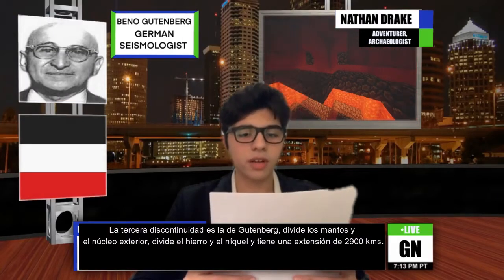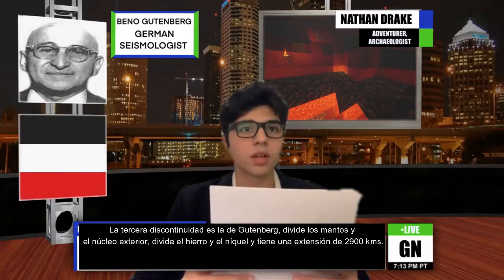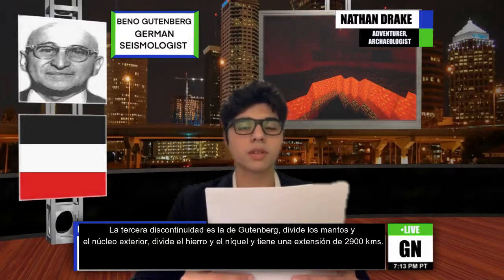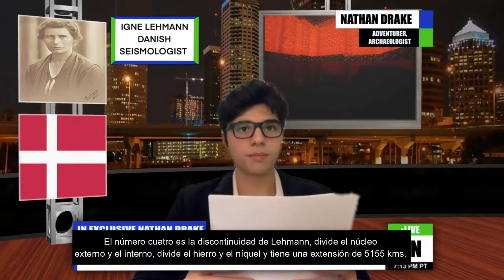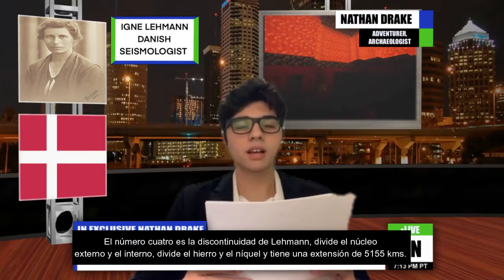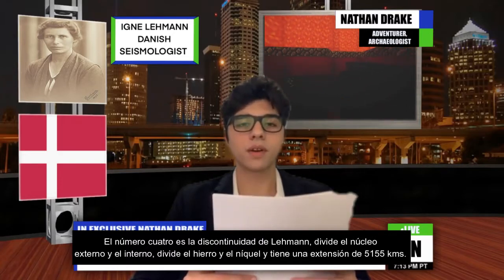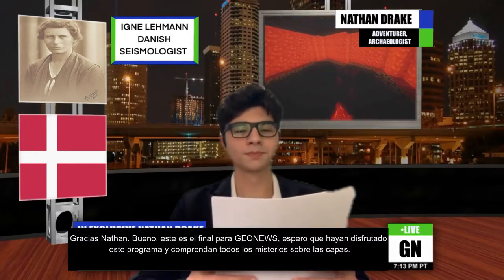The third discontinuity is Gutenberg's. It divides both mantles and the outer core, divides iron and nickel, and has an extension of 2,900 kilometers. Number 4 is Lehmann's discontinuity. It divides the outer core and inner core, divides iron and nickel, and has an extension of 5,155 kilometers.